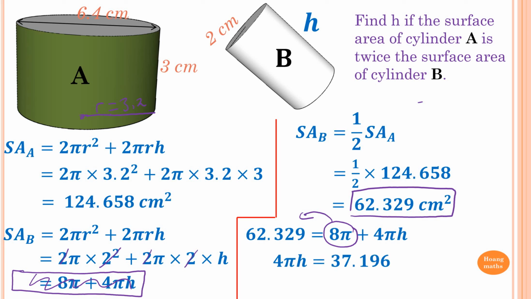So in other words, 4 pi H is equal to 37.196. So I divide by 4 pi. I just divide by 4 pi on the right. So that gives me H is equal to, I just put it in a calculator, which gives me 2.96. So therefore, H is 2.96 centimeters.